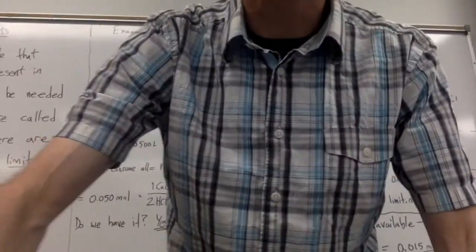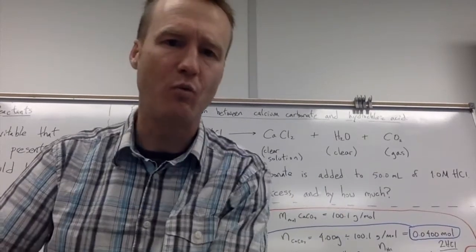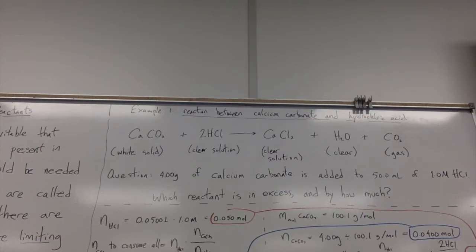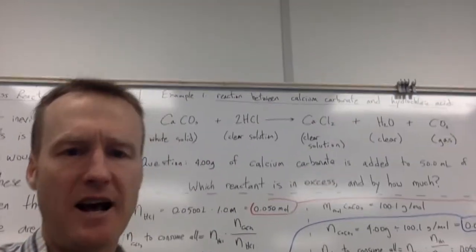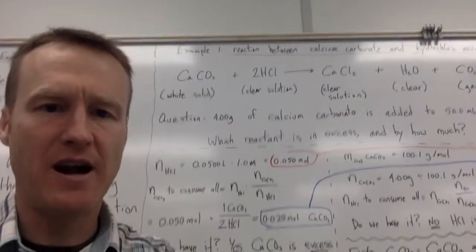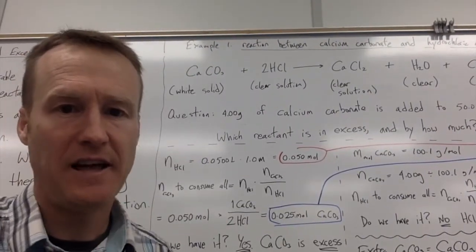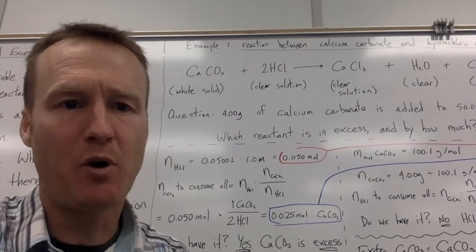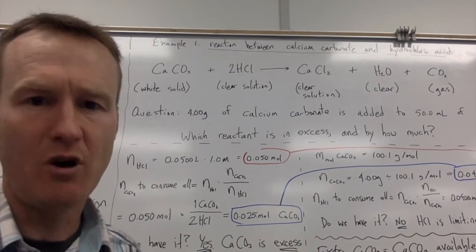So I added 4 grams of the calcium carbonate, and I added 50 milliliters of 1 molar hydrochloric acid. I purposefully planned that reaction so I was adding some extra of one of the reactants. And the question becomes, all right, which one was I adding extra of, and do we have any evidence that that was the case?